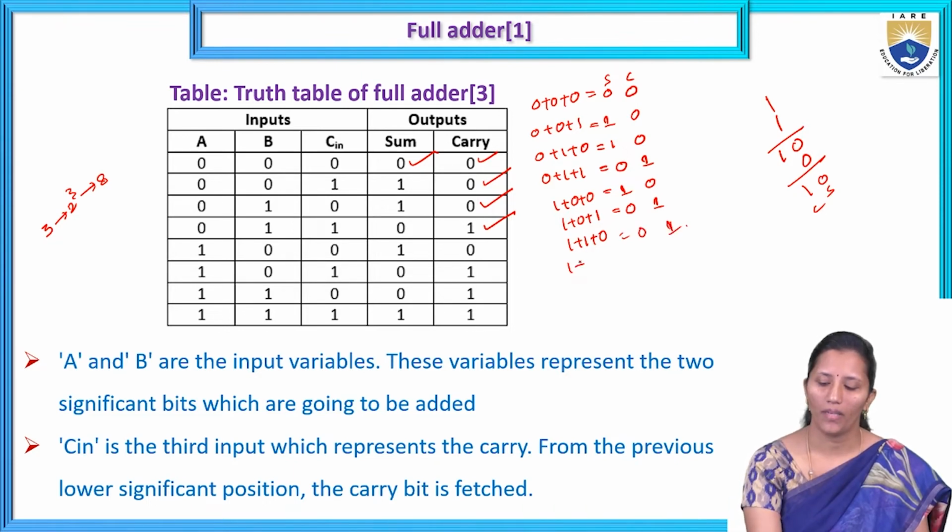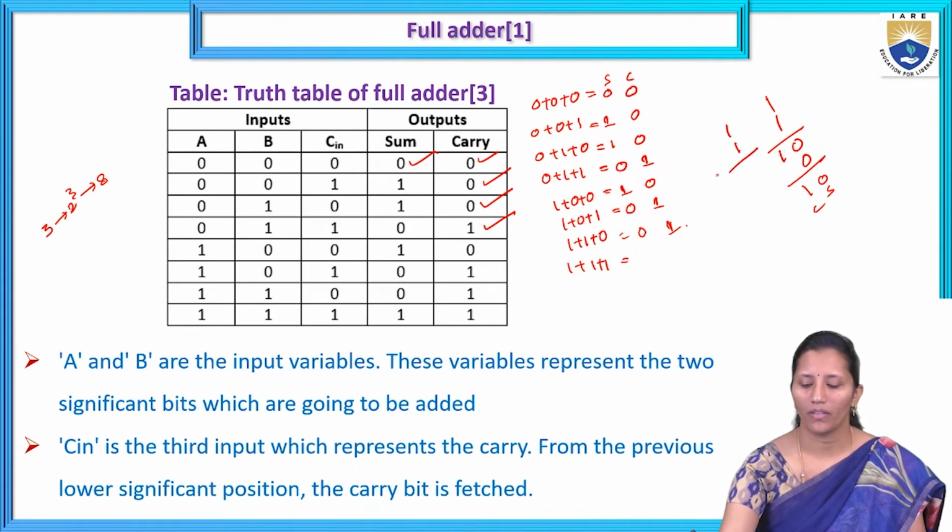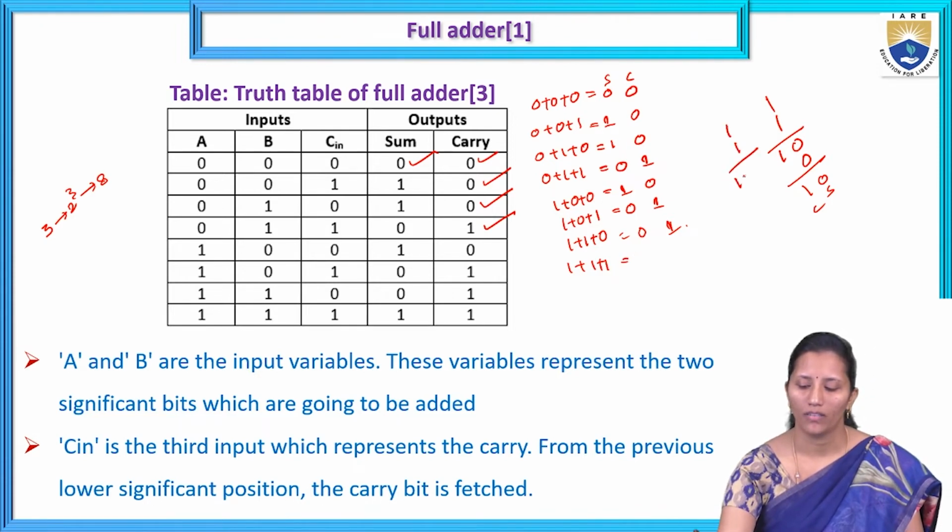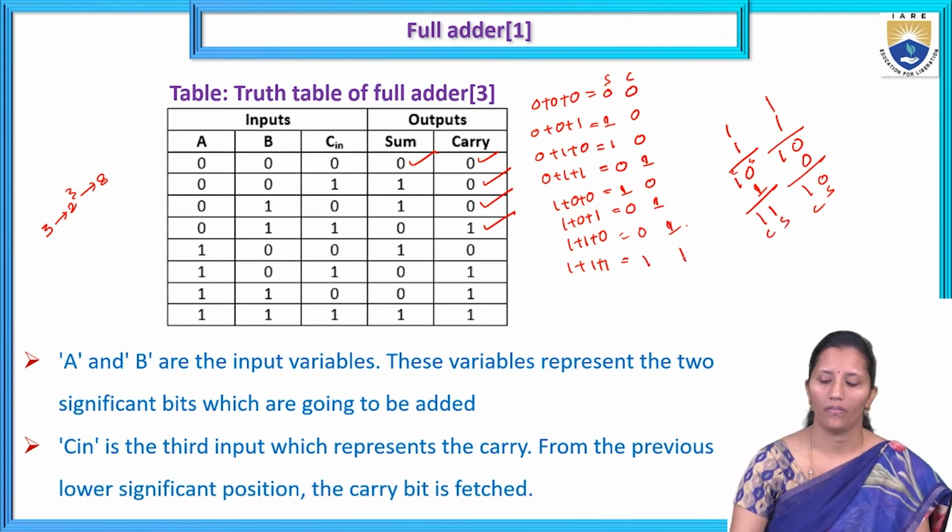Okay. 1 plus 1 plus 1. This is very important. First we are adding 2 ones. Sum 0, carry 1. 1 0. This is sum, this is carry. Again we are going to add 1. So 1 plus 1, 1 1. 0 plus 1 is 1, and carry 1. So this is 1 sum, this is carry. Okay. So 1 1 we are going to get.